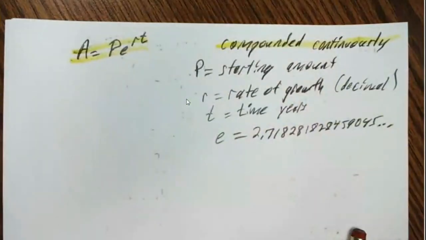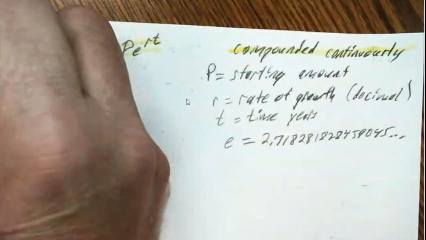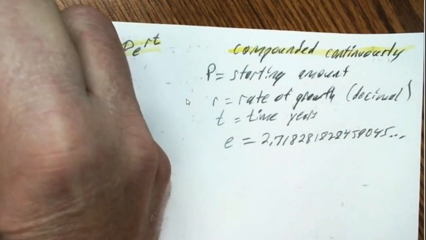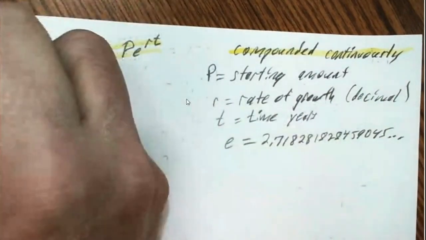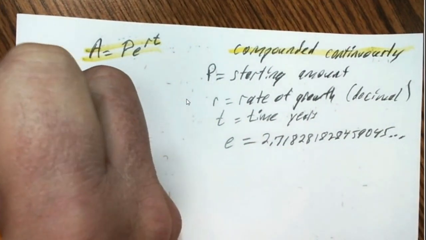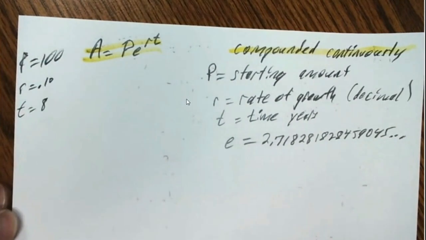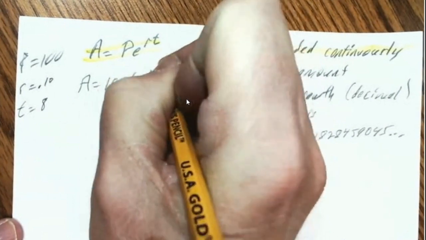Now let's use that. Let's say we start with a certain amount of bacteria. We start with 100 bacteria, so P equals 100. Its growth rate, let's say it grows at 10%, 0.1. 0.1 is 10%. And we're going to check it after, let's say 8 years. So what amount will we have of this bacteria if we start with 100 and multiply it times E to the 0.10 times 8?